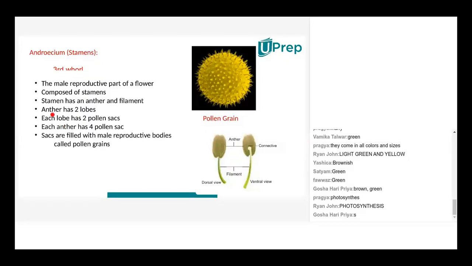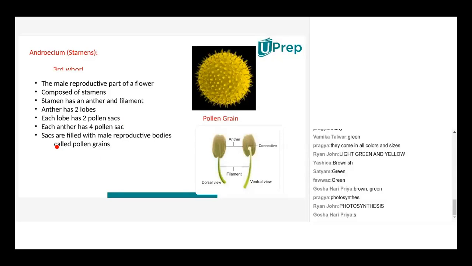Okay, so anther. Now we come to anther. Anther has got two lobes, one on the right, one on the left. See? Clear demarcation. It has got two lobes on either side. Now, each lobe has got two sacs each. So basically, each anther will have four pollen sacs. Two on the right side, two on the left side. So in total there will be four pollen sacs in an anther.